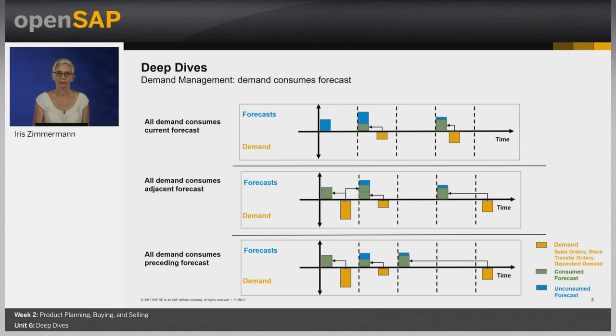The second graphic for demand consumes adjacent forecast explains that the demand consumes the forecast in the same bucket, one bucket backward and one forward, meaning if the actual demand is in May, the consumption takes place first in May and then in April or June forecast. And the third graphic for demand consumes preceding forecast explains that the demand consumes the forecast in the same bucket and all backward buckets. In our example, actual demand is in May. First, it would consume May forecast and next April forecast.